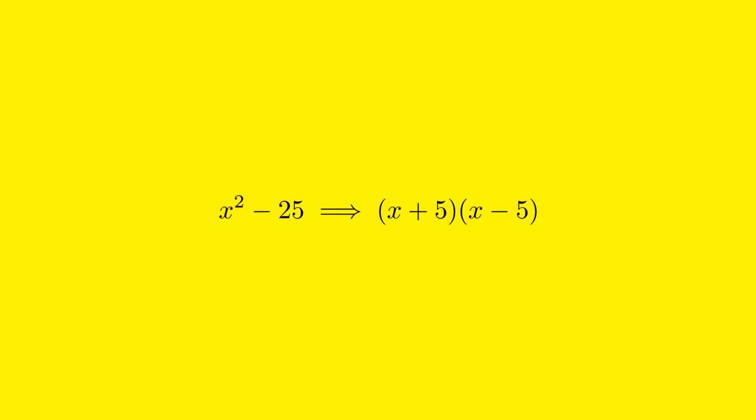No further simplification is necessary. Thus this concludes our solution. The expression x squared minus 25 simplifies to x plus 5 times x minus 5.